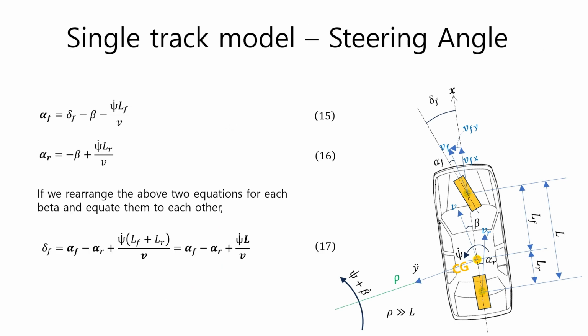If you rearrange equations 15 and equation 16 obtained earlier in terms of beta and equate them to each other, you can get equation 17. As shown in equation 17, the front wheel steering angle delta F can be expressed as a function of front wheel slip angle alpha F, rear wheel slip angle alpha R, yaw rate psi dot, wheelbase L, and speed V.